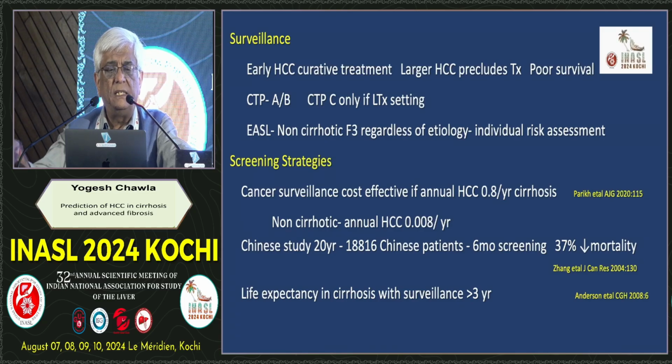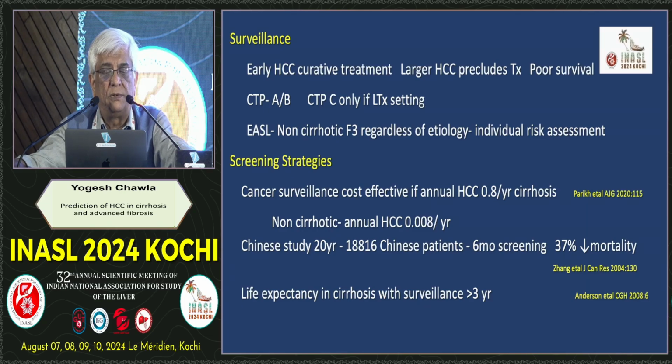So why do we need surveillance? Because we need to pick up these patients early so that you can have a curative treatment, rather than pick up patients with larger HCC, which usually happens in most of our cases. And then we have lost the time for these patients to have transplantation. It is also associated with poor survival.